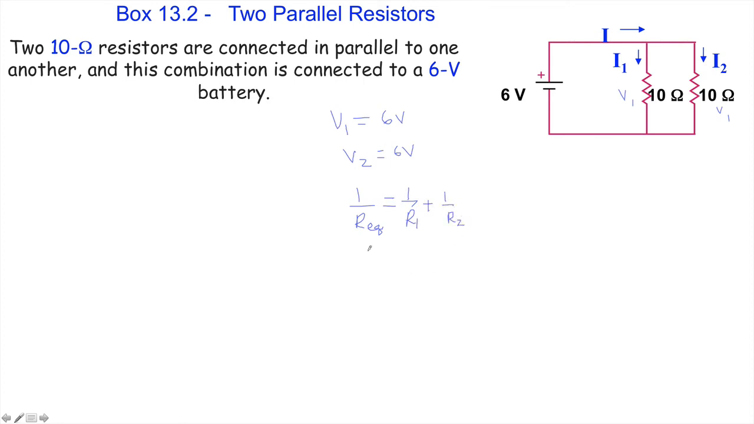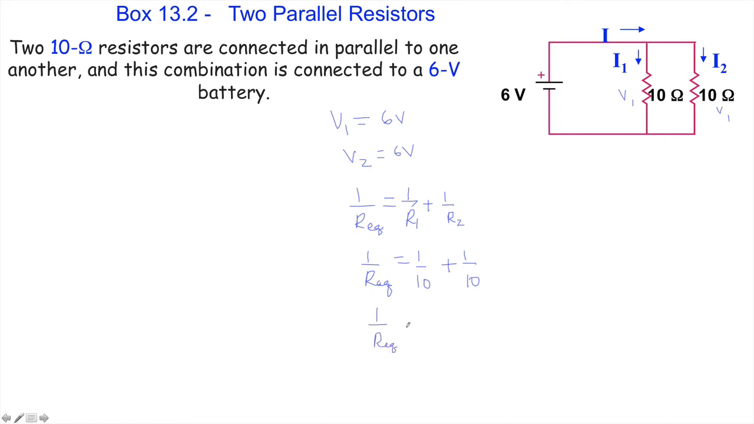Okay, so if someone asks you, we will limit ourselves to 2 resistors. You can go for 3, you can go for 10. It's not going to be a problem once you understand what is happening. So 1 over 10 plus 1 over 10. Keep in mind, this is 1 over R equivalent. It's not R equivalent by itself.